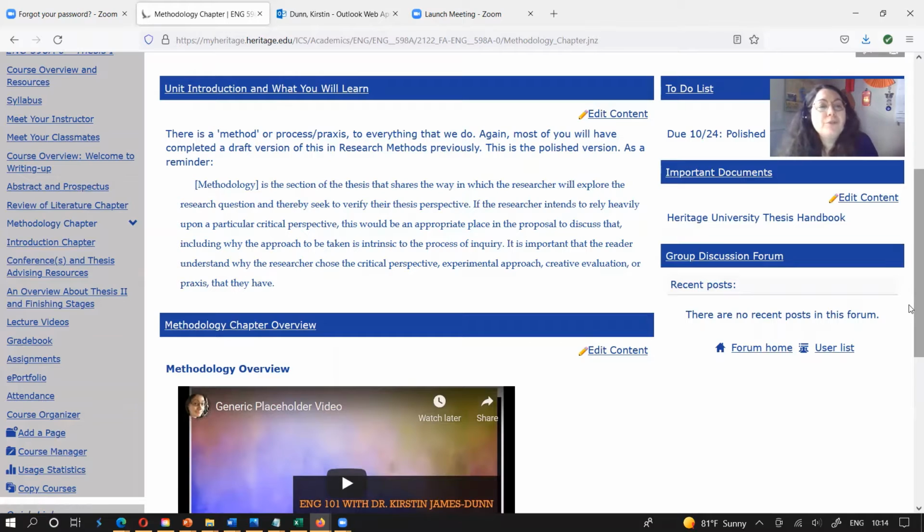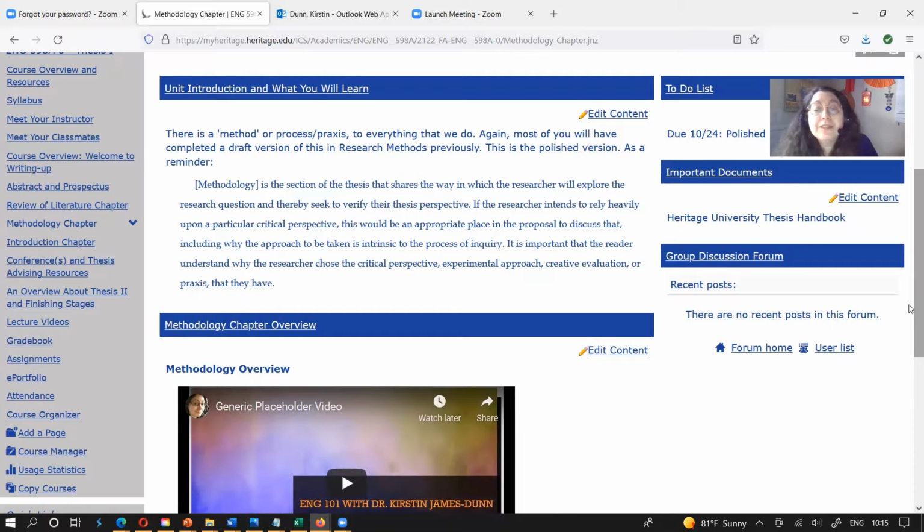Again, most of you will have completed a draft version of your methodology chapter in research methods previously, but this is a polished version. And as a reminder, methodology is a section of the thesis that shares the way in which the researcher will explore the question and thereby seek to verify their thesis perspective.